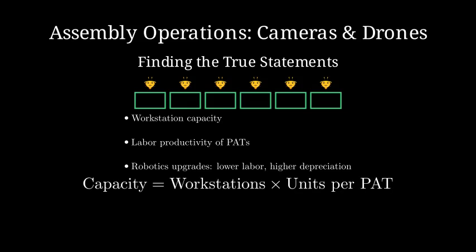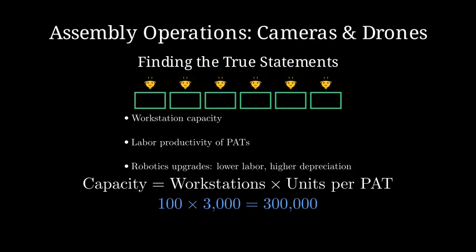Now, let's use an actual numerical example. Suppose we have 100 workstations. Each project assembly team can build 3,000 cameras per year. Then total capacity equals 100 times 3,000, which gives 300,000 units.